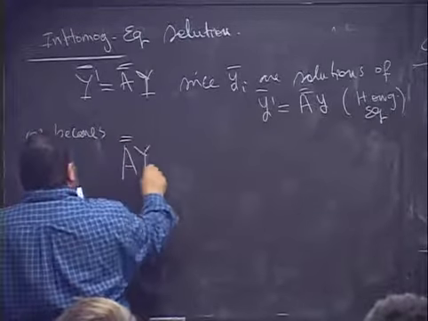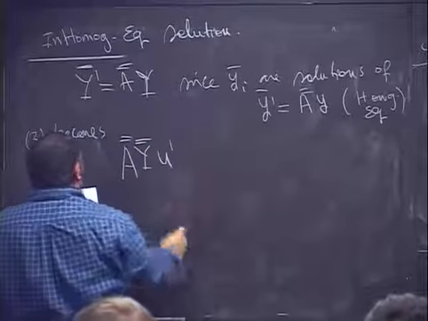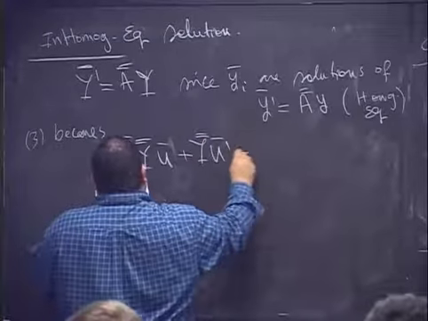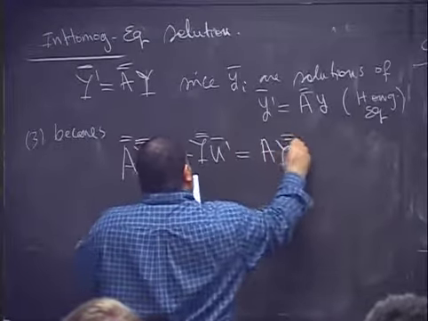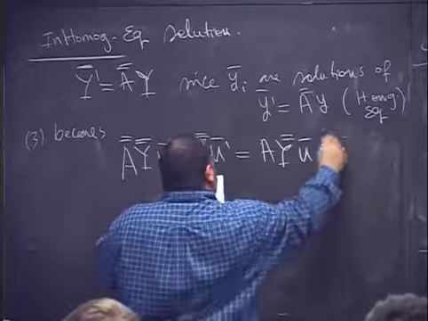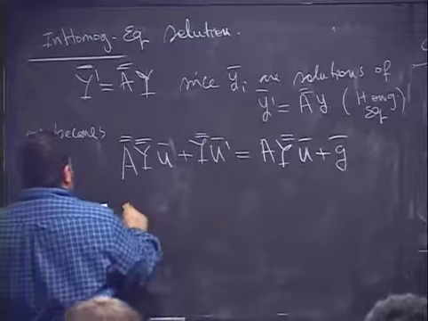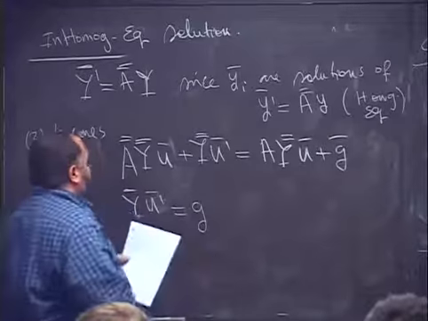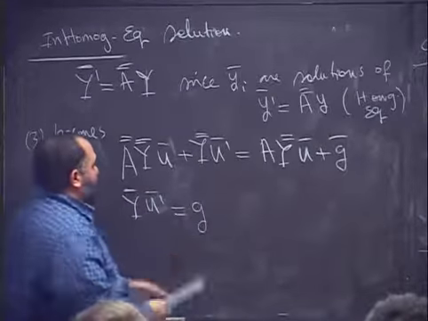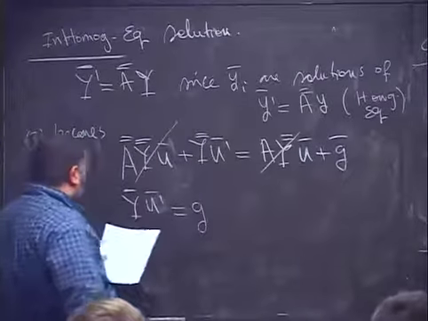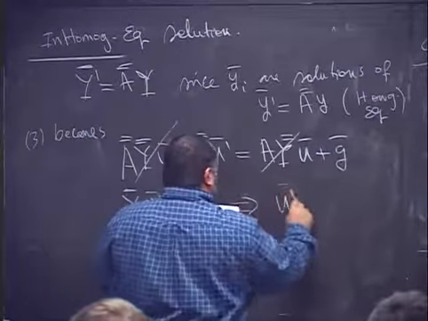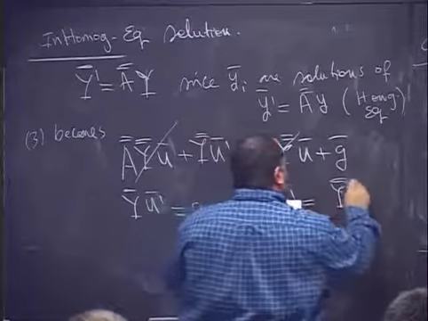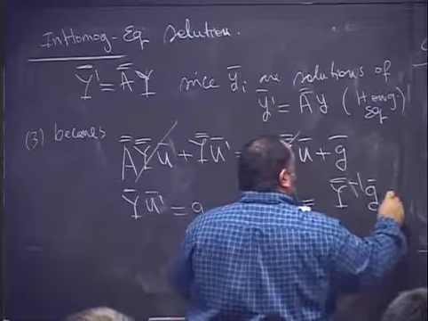So equation 3 will become A Y U plus Y U prime equals A Y U plus G, and this Y U prime will just be equal to G because you cancel those two together. This will give you U prime equals Y minus 1 multiplied by G, and we'll call this equation 4.